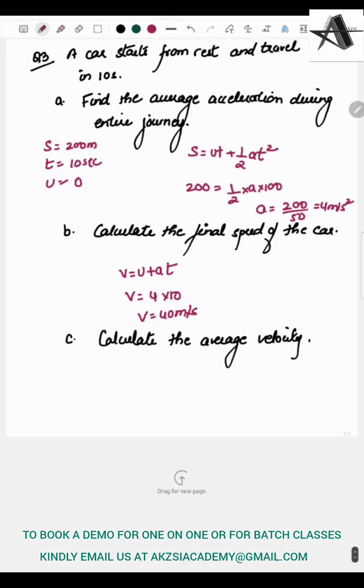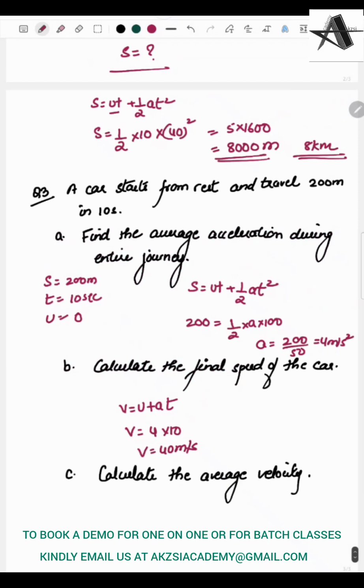Now calculate the average velocity. We just saw average velocity is initial velocity plus final velocity over 2. Initial velocity is 0 and final velocity is 40. So 0 plus 40 over 2. That is 20 meters per second.